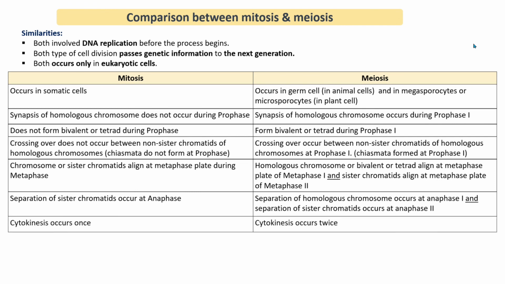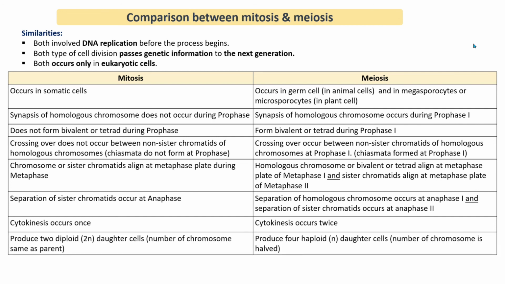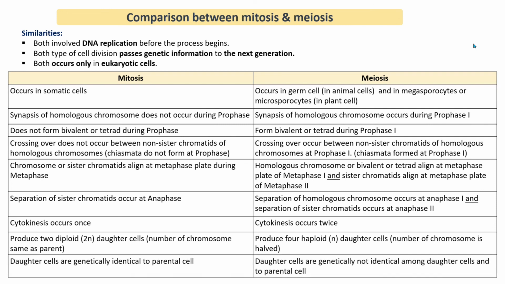In mitosis, cytokinesis occurs once. Meanwhile, in meiosis, cytokinesis occurs twice. In mitosis, 2 diploid daughter cells are produced. Meanwhile, in meiosis, 4 haploid daughter cells are produced. Lastly, in mitosis, daughter cells are genetically identical to the parent cell. Meanwhile, in meiosis, daughter cells are genetically not identical among themselves, and to the parental cell.